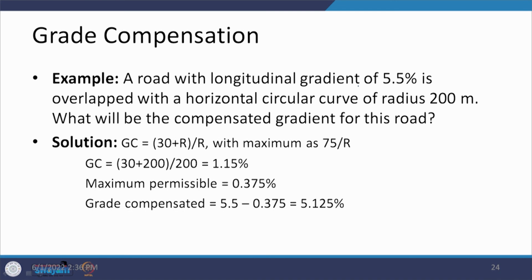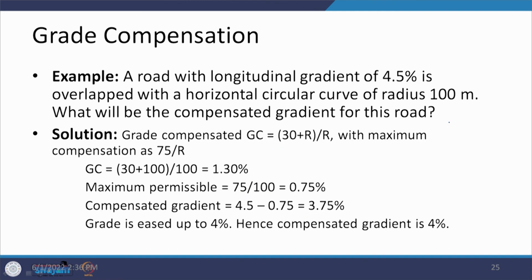So, let us look at one example here. In this example we have a longitudinal gradient of 5.5%. There is a circular curve of radius 200 meters. We have to see what needs to be done in this case. The grade compensation is (30 plus R) by R with a maximum value of 75 by R. So, (30 plus R) by R results in 1.15%, whereas the maximum value is 0.375%. If we consider this maximum allowable value, what we get is 5.125%. That means, instead of providing 5.5%, we are going to provide 5.125% in this particular situation, and that will help the vehicles to negotiate.